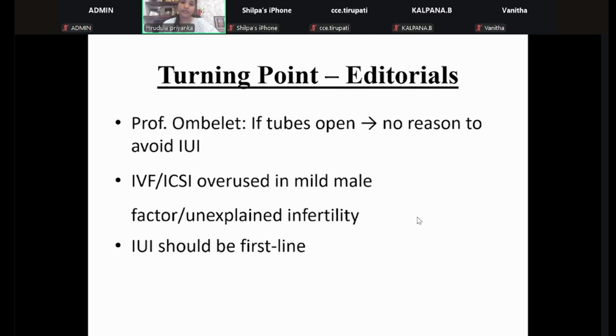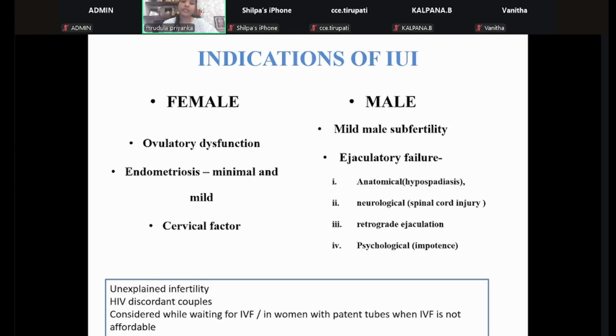So this editorial by Professor Omelette was the turning point, where he stated that if the tubes are open in a female, there is no reason to avoid IUI. He also stated that IVF ICSI is overused in mild male factor or unexplained infertility, in which cases IUI should be the first line of management. So that is the brief history of IUI.